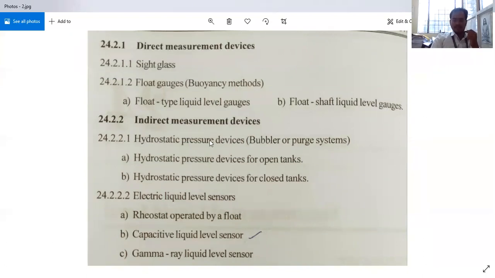Next, in the indirect method, we are having hydrostatic pressure devices, bubbler or purge systems. We call these purge systems. Hydrostatic pressure devices for open tanks, hydrostatic pressure devices for closed tanks. Now we are having bubblers in these two cases. Next, we are entering into electric liquid level sensors. The other topic left here is the electric liquid level sensor. Now coming to the rheostat operated by a float.